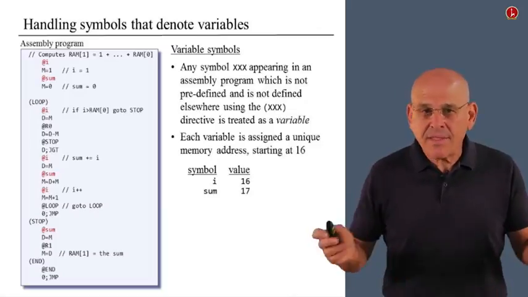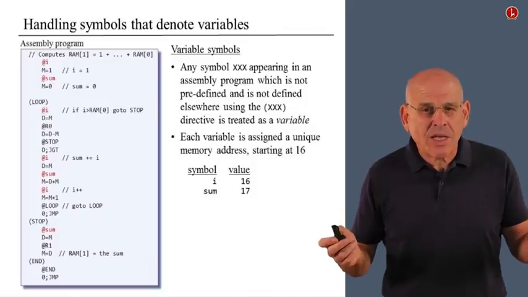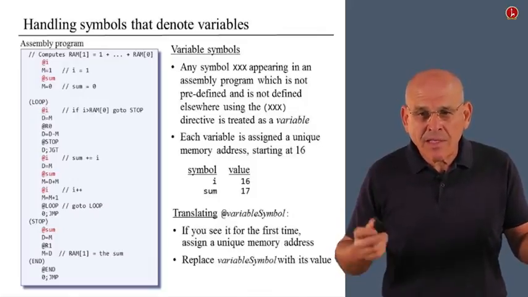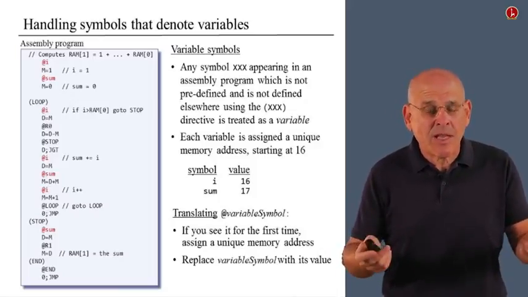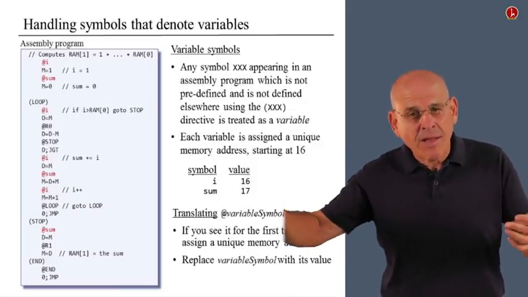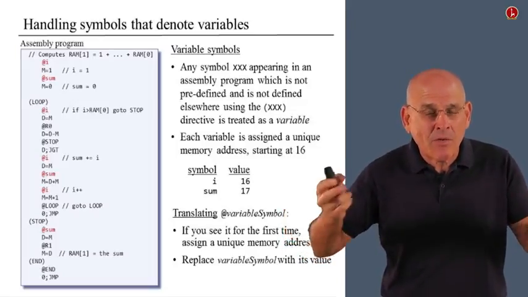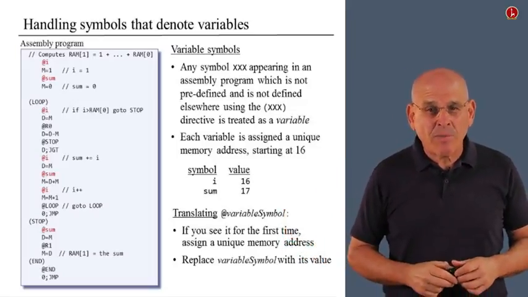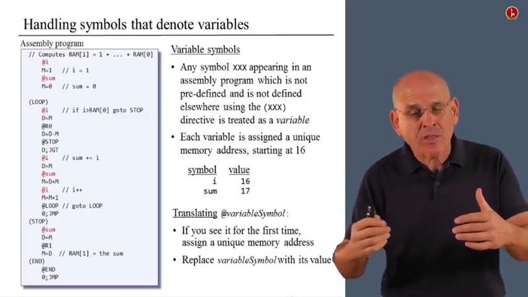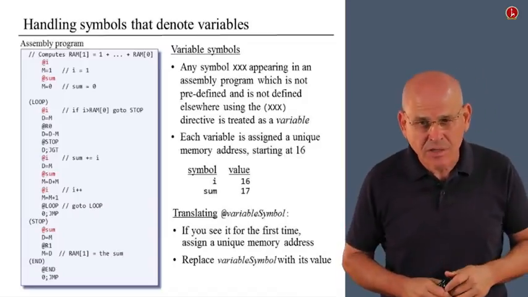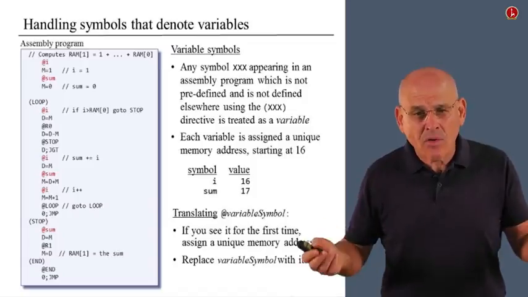Now, like any other symbol in a Hack program, the only context in which such a symbol can come into play is in the context of an A instruction. So we may see instructions like @variableName. We'll see them because otherwise why did we declare these variables to begin with? We want to act on these variables, and we do it using A instructions followed by C instructions. So whenever we see such an instruction, how do we translate it?